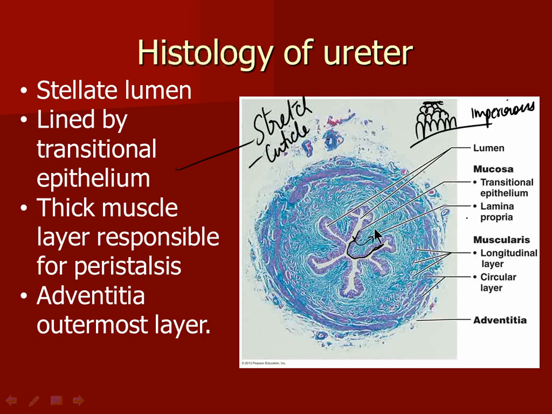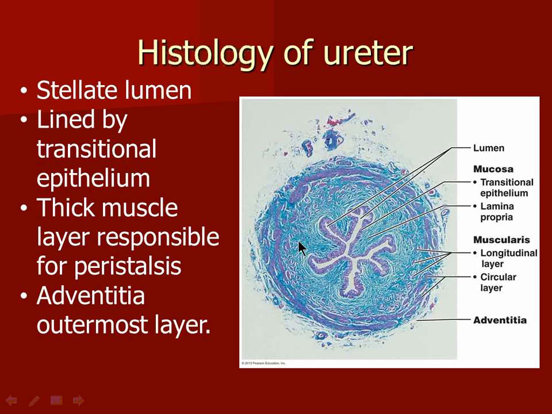This area here is the submucosa. So just loose connective tissue. And then you have this thick muscle layer. So there's a longitudinal and a circular muscle. And this is what is responsible for the peristalsis. And then the outermost area is connective tissue, which is known as adventitia.